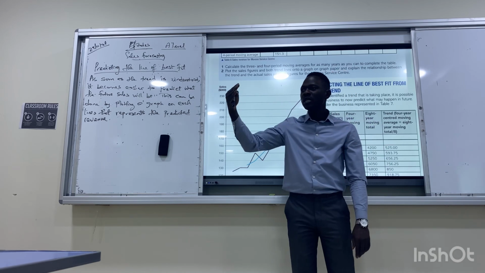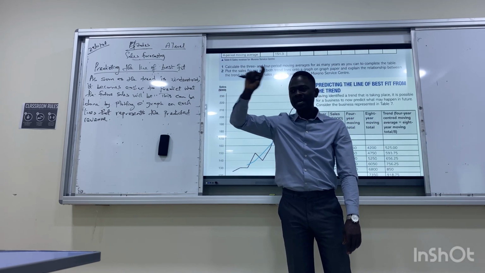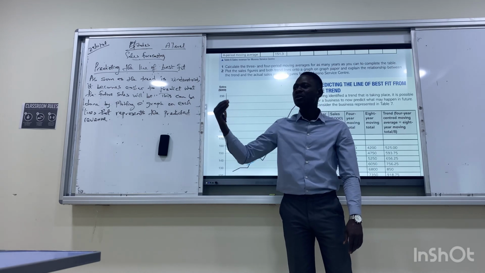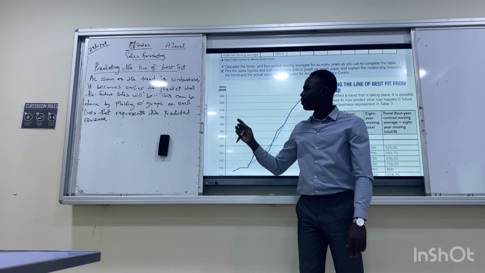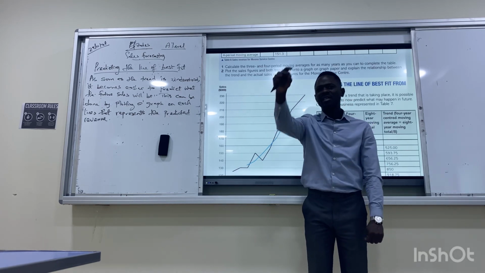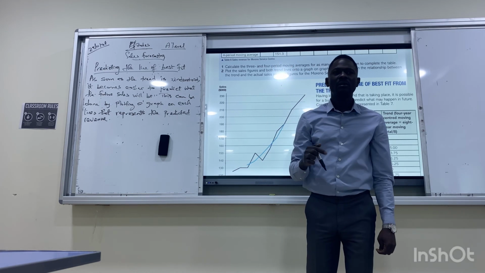So the first thing you do is you find the predicted revenue through the average. As soon as you're done, those figures you have, you plot with the graph. Okay. Is it clear now?